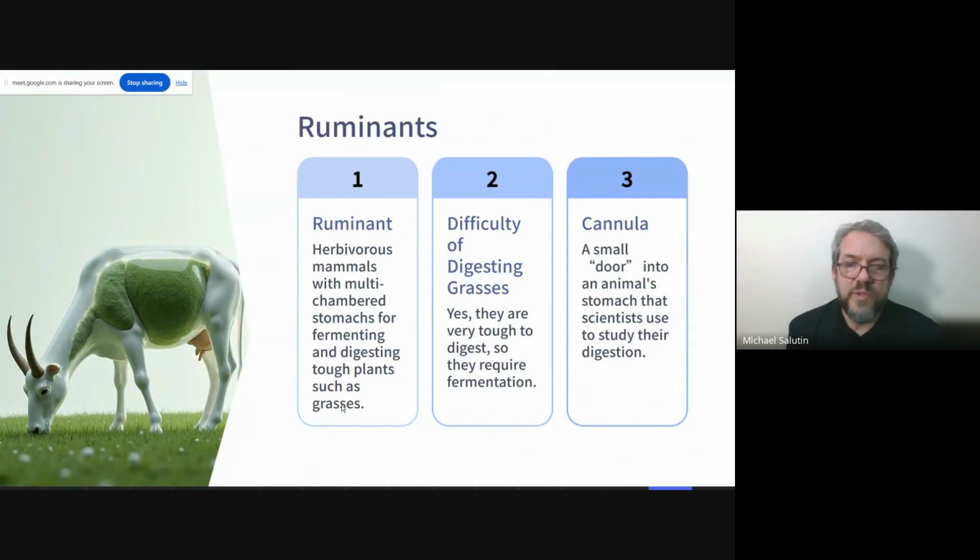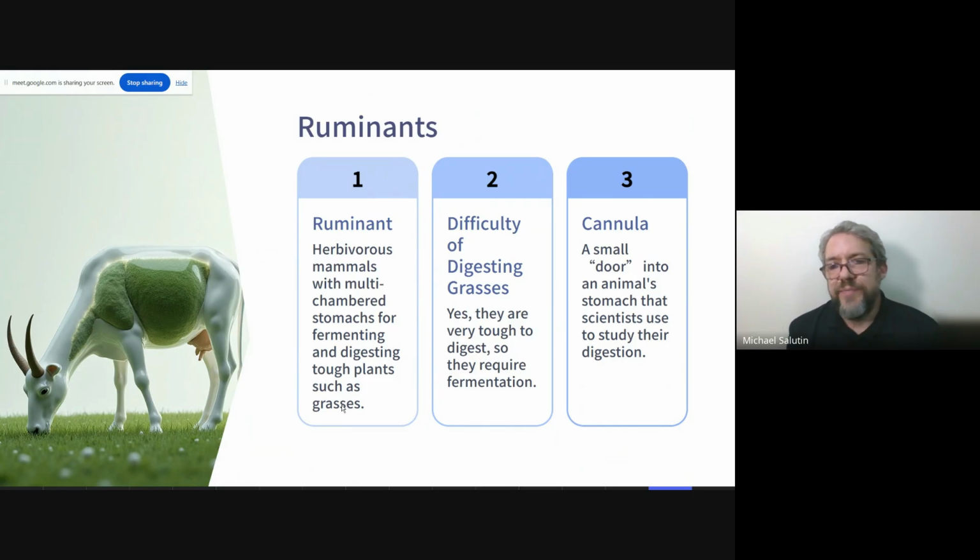So what are ruminants? Ruminants are herbivorous mammals. They eat plants, and they have multi-chambered stomachs for fermenting and digesting tough plants such as grasses. It's almost always grasses because they're the toughest to digest. They contain a lot of cellulose. They contain a lot of silica as well.